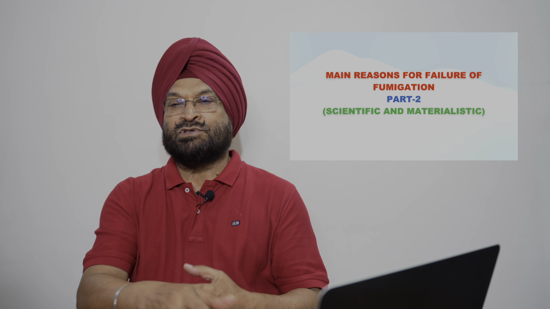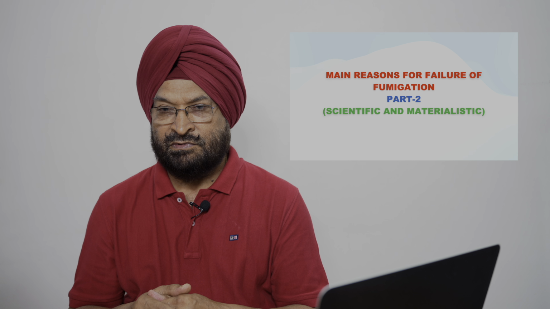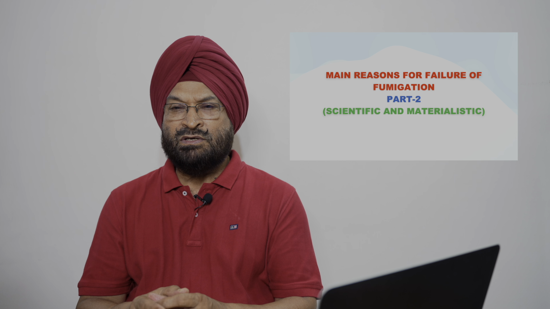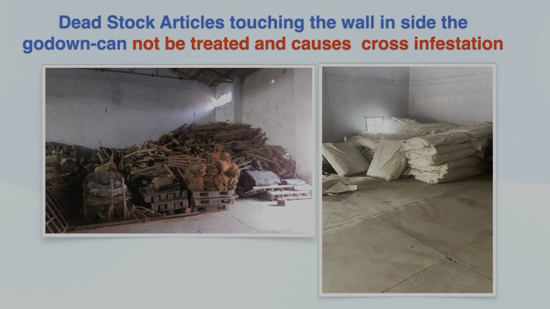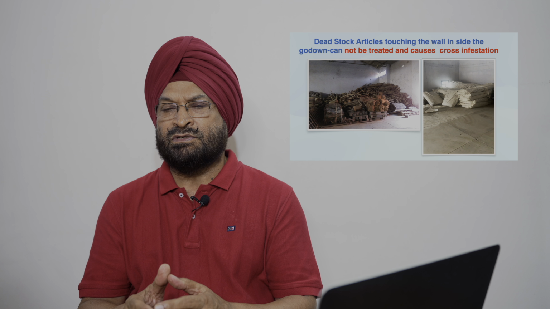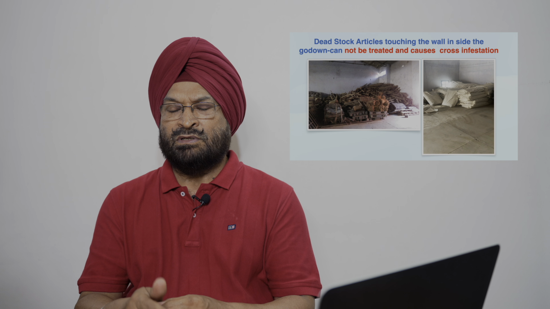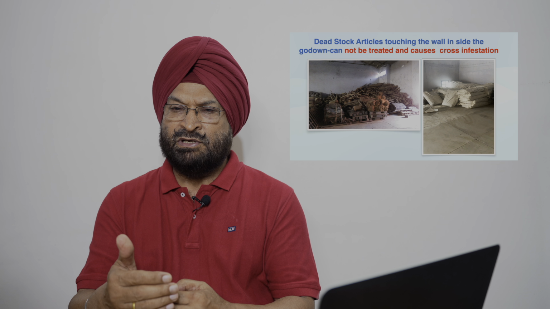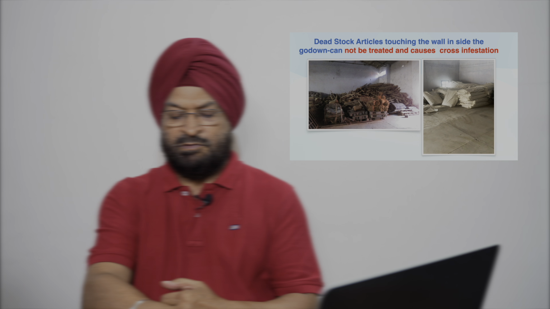The first and foremost which I have observed in my career is that we stack the wooden crates, all dead stock articles adjoining the wall, touching the wall. You see a lot of polythene covers are lying which are touching the wall. Here you cannot fumigate the stock, you cannot spray the stock. The insect will remain hibernated, and when you have already fumigated the stocks in that particular godown, the insect will migrate. So that's why immediate failure of the fumigation will take place.